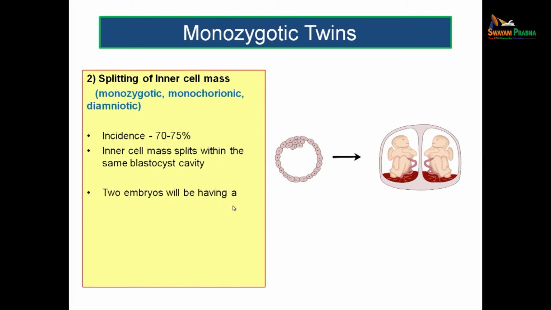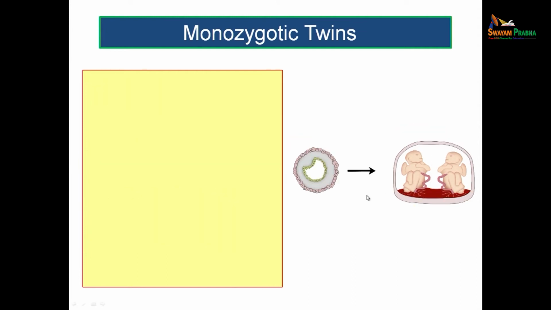The two embryos will be having as a result a common placenta, but still they will be having a common chorionic cavity, but they will be having a separate amniotic cavity. You can see that they will be having a common chorionic cavity, but still they are having a separate amniotic cavity. Let us see the third version. What is the third version?